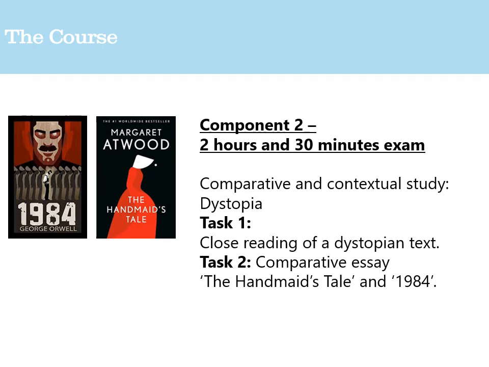Component 2 is also 2.5 hours long, but this is a comparative and contextual study. The theme you'll be looking at is dystopia. So you'll have a close reading of a dystopian text as part of task 1, and then in task 2 you'll have a comparative essay. That will be looking at The Handmaid's Tale by Margaret Atwood and George Orwell's 1984.